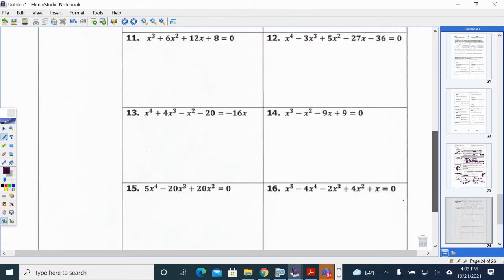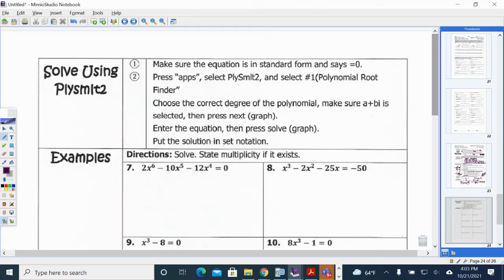For clarification. All right, so to solve these polynomial functions without graphing, we're going to use Polysimulator. The steps here, number 1, is to make sure that the equation is in standard form and says equals 0. So we need a 0 on one side. You're going to press apps and select Polysimulator and select number 1, which is your polynomial root finder. It's going to find the solutions for us.